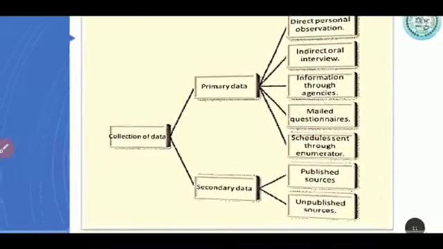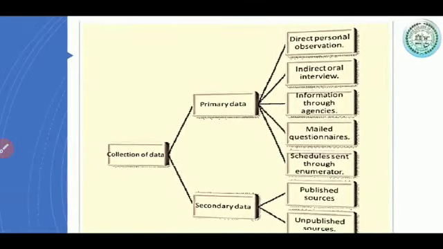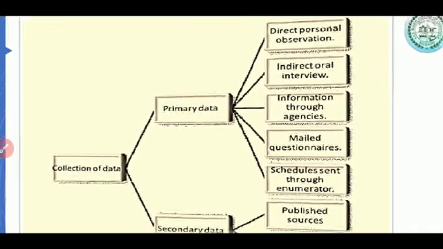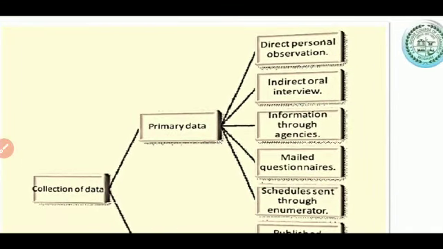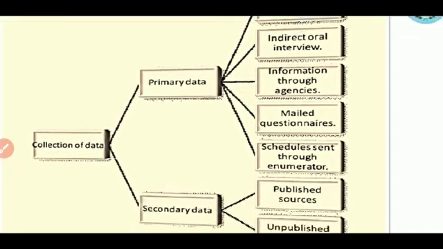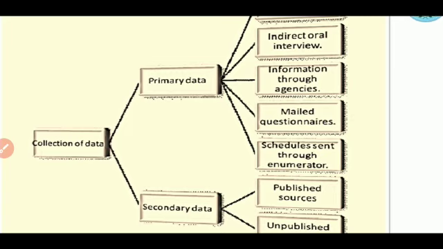Now I would like to just brief you all on collection of data. Collection of data, there are two types, that is the primary data and secondary data. Sorry, I told you 4 methods. Actually, there are 5 methods of collecting primary data. First one is the direct personal observation, then comes the indirect oral interview, then information through agencies, then the fourth one is mailed questionnaires, then the fifth one is schedules sent through enumerators.